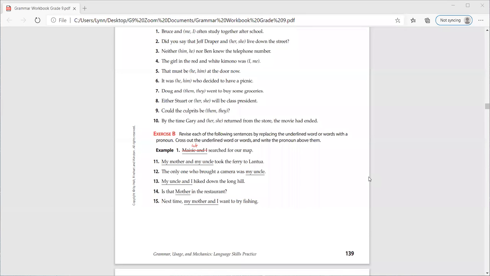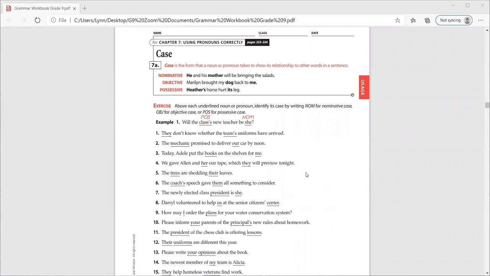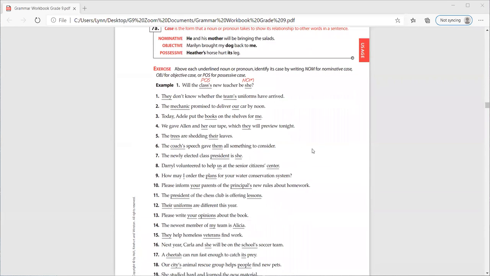All right, let's go back to page 137. Okay, so now we know that case is the form that a noun or pronoun takes to show its relationship to other words in a sentence. Nominative case, he and his mother will be bringing the salads. Objective, Marilyn brought my dog back to me. And possessive, Heather's horse hurt its leg. Bamika, can you do 1 through 10, please?